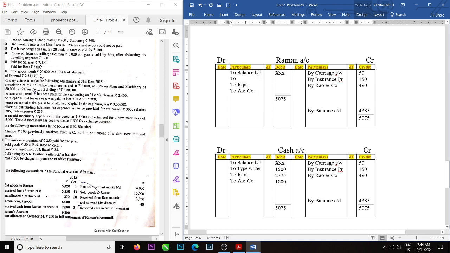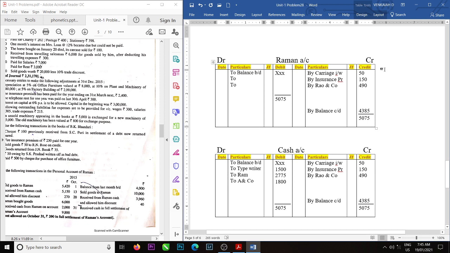Either debit side or credit side, in the Raman account we cannot write Raman. The amount related to Raman should be posted with the opposite account name. I am repeating once again, this is the example: in the Raman account, the amount related to Raman, we post with the opposite account name. Very simple to understand.